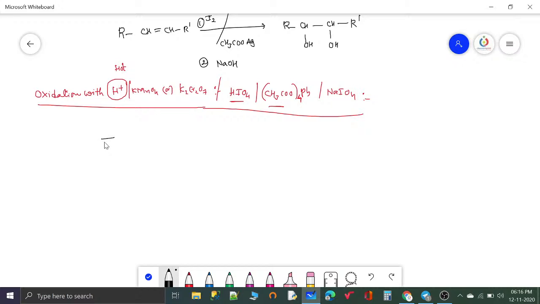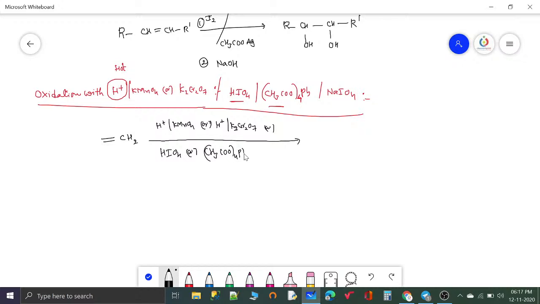You just see, if any CH2 group is present in any alkene, with any of these reagents, I am going to write down H plus KMnO4 or H plus K2Cr2O7 or HIO4 or lead acetate, CH3COO taken for lead, or you take the NaIO4. So the main purpose of these reagents is they convert this double bonded CH2 group to CO2.